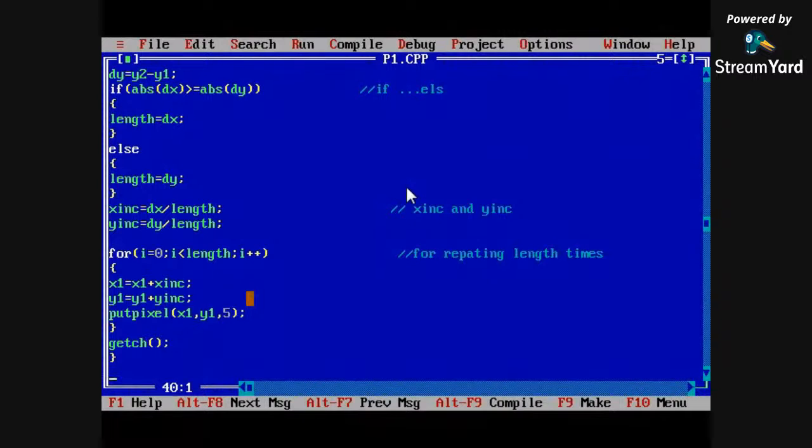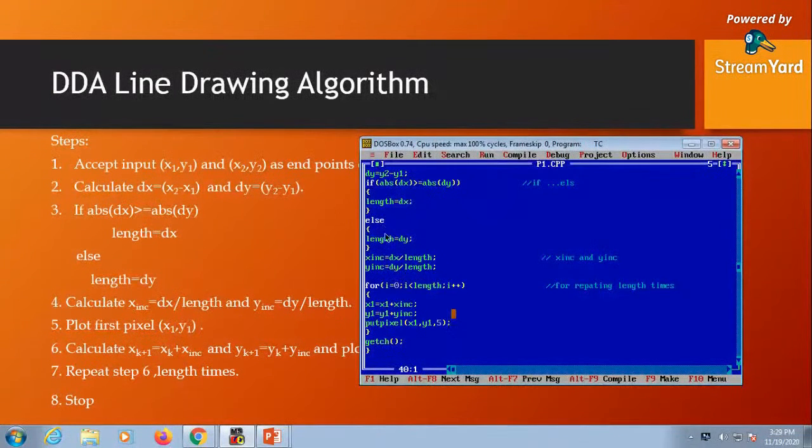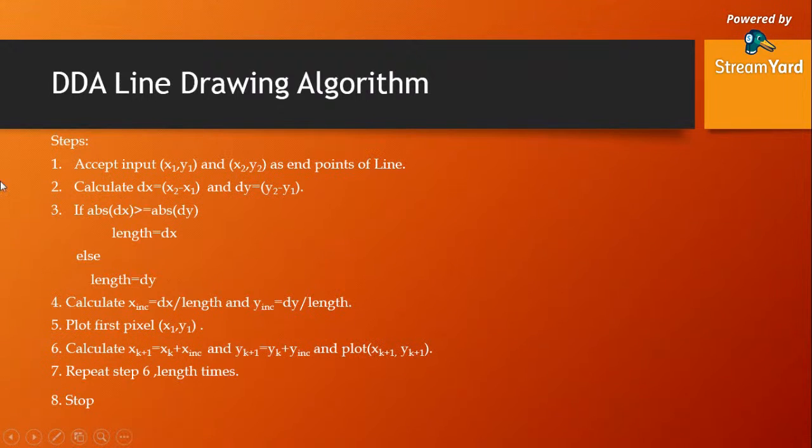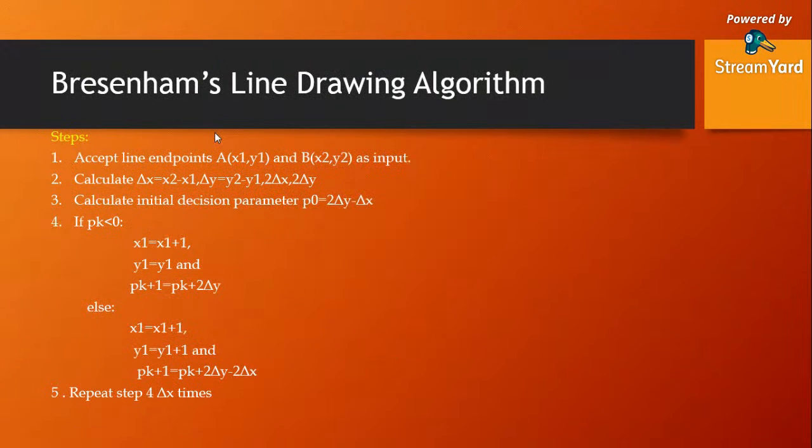Now we'll move towards the next algorithm, that is nothing but Bresenham's line drawing algorithm. So we have written the DDA algorithm, and we will move towards Bresenham's line drawing algorithm. Now that algorithm is with you. Those are the steps of Bresenham's line drawing algorithm.